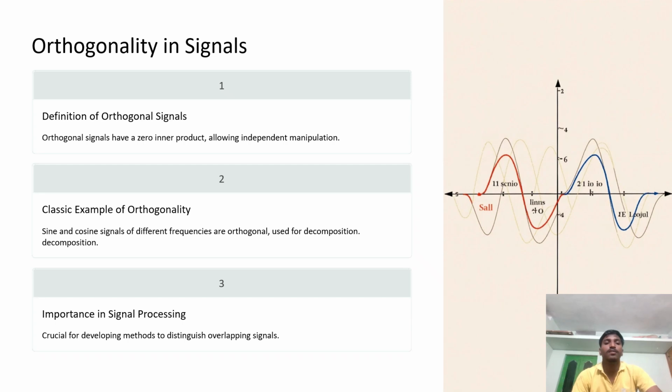Orthogonality in signals. First one, definition of orthogonal signal. Orthogonal signals have a zero inner product, allowing independent manipulation. Second one, classical example of orthogonality. Sine and cosine signals of different frequency are orthogonal, used for decomposition. Third one, importance in signal processing, critical for developing methods to distinguish overlapping signals. This is the diagram for orthogonal signals.